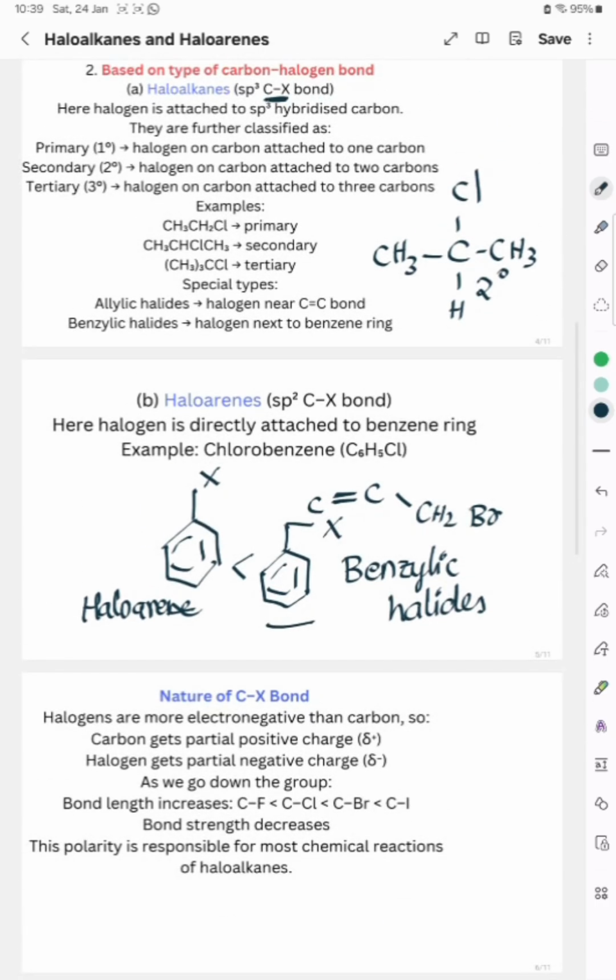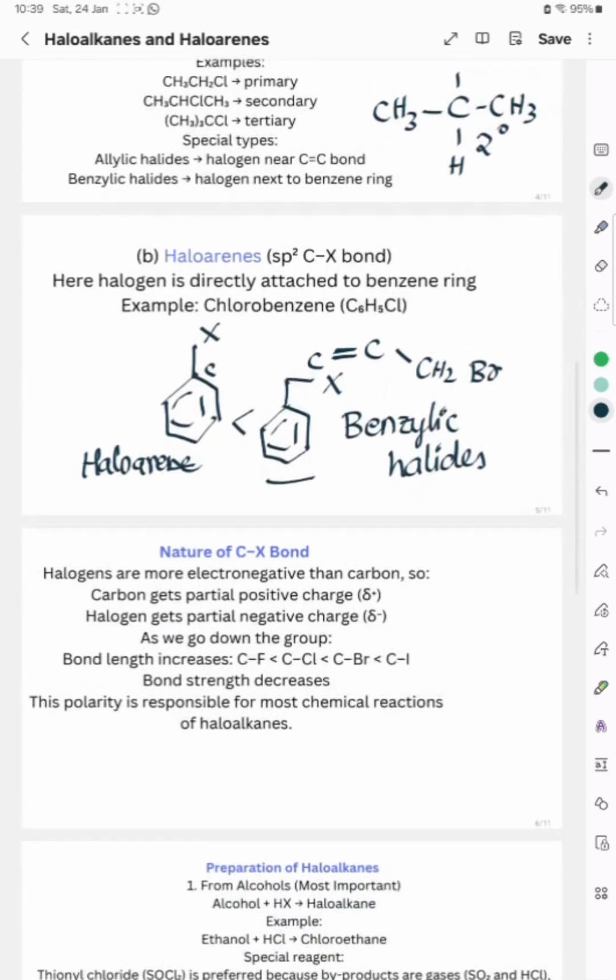Now let's see haloarenes. Here also we have seen the haloarene example. That means the halogen is directly attached to benzene ring, and the bond between carbon and the X is sp2 hybridized. Here it is sp3 hybridized. This is the difference between the haloalkanes and haloarenes.